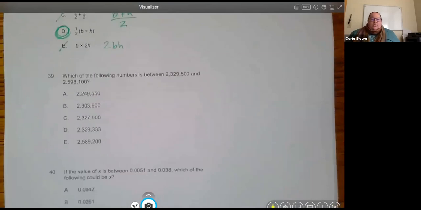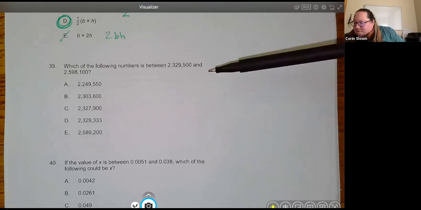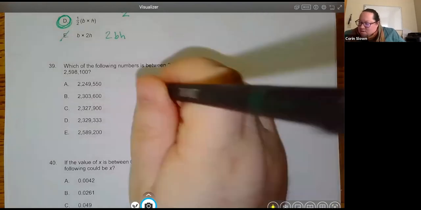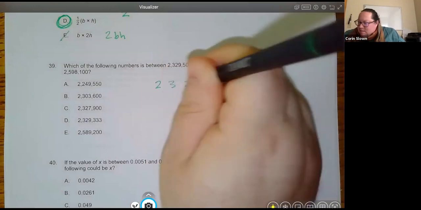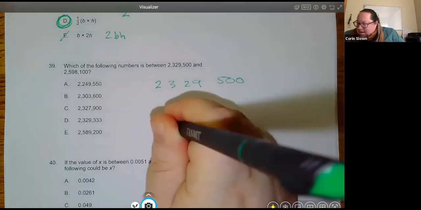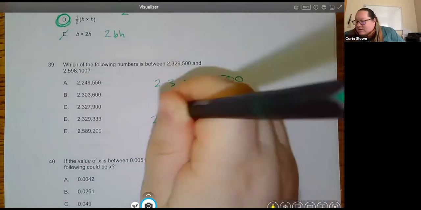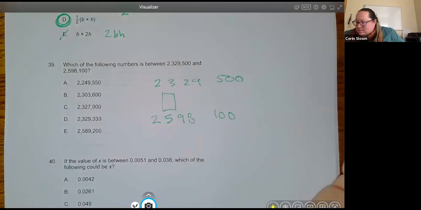Okay, let's think about number 39. Which of the following numbers is between 2,329,500 and 2,598,100? So if we're thinking about where our numbers fall between, we have 2, 3, 2, 9, 500, and we have 2, 5, 9, 8, 100. So we need a number that is either between these or these. Okay, so let's take a look.